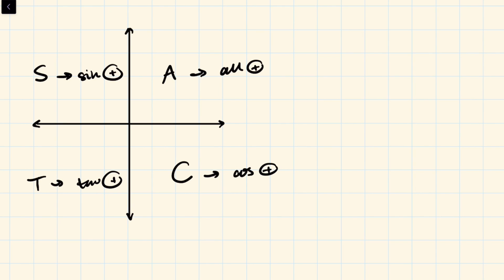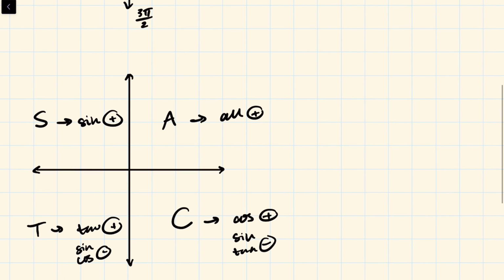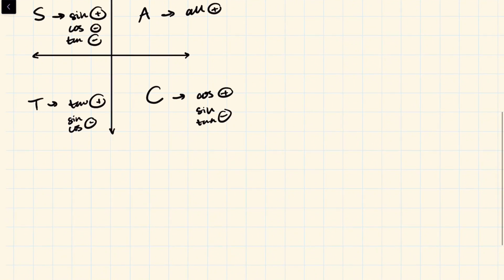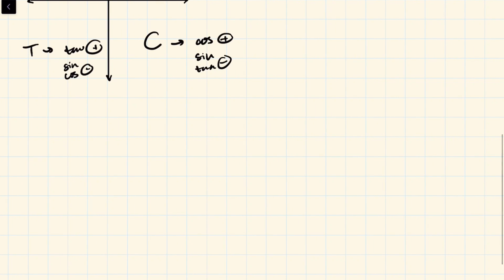And when tangent is positive, sine and cosine are negative. And here, sine and tangent are negative. And here, cosine and tangent are negative. Okay? So let's get started solving some trigonometric equations here.